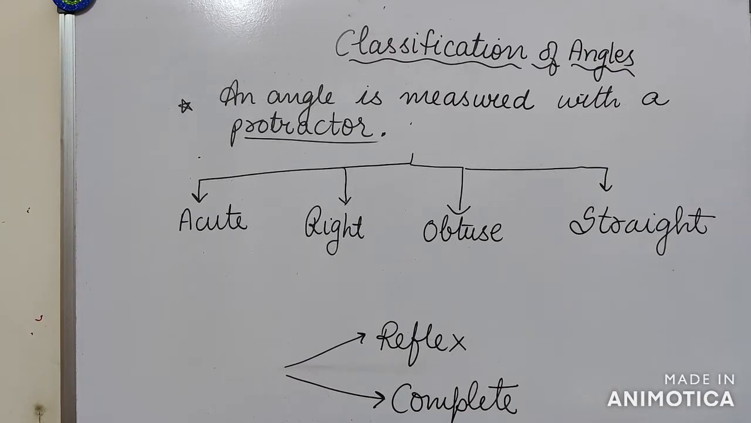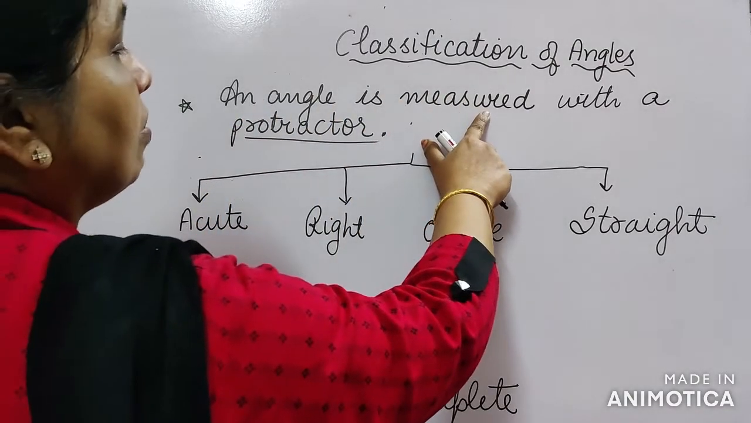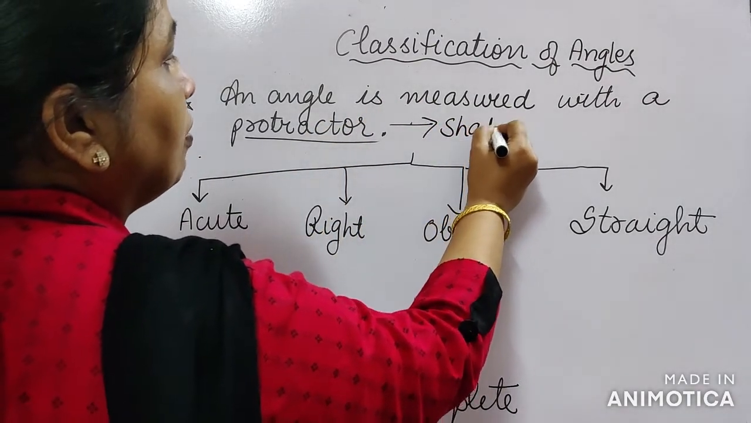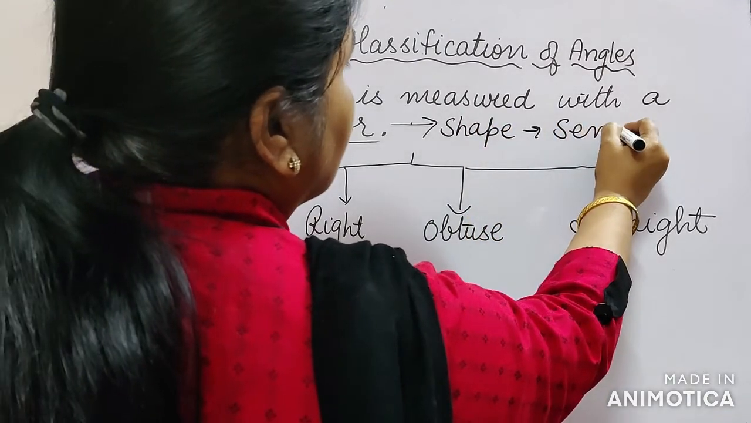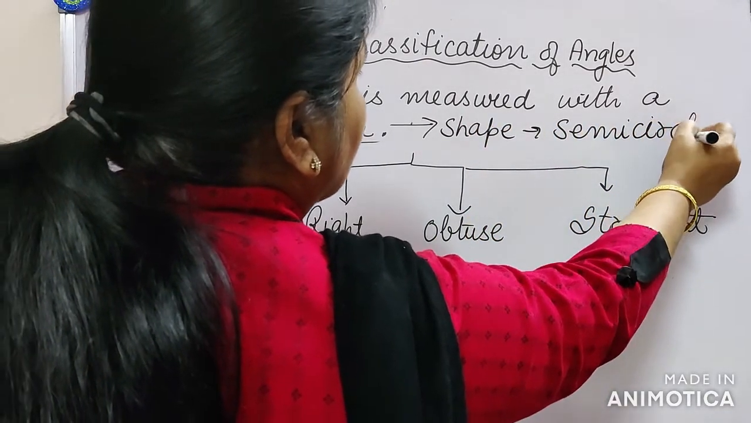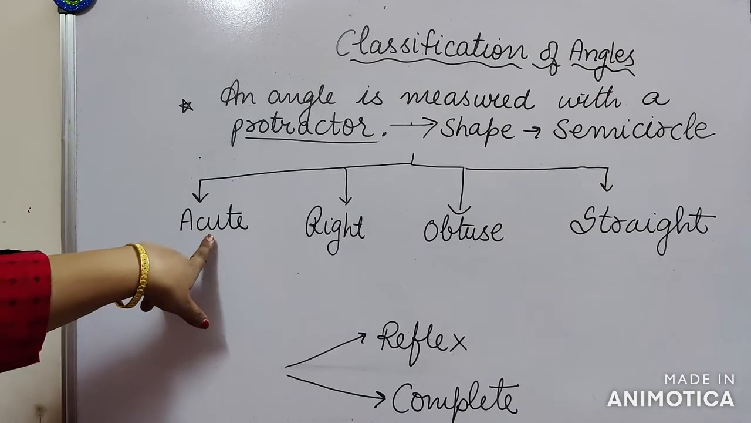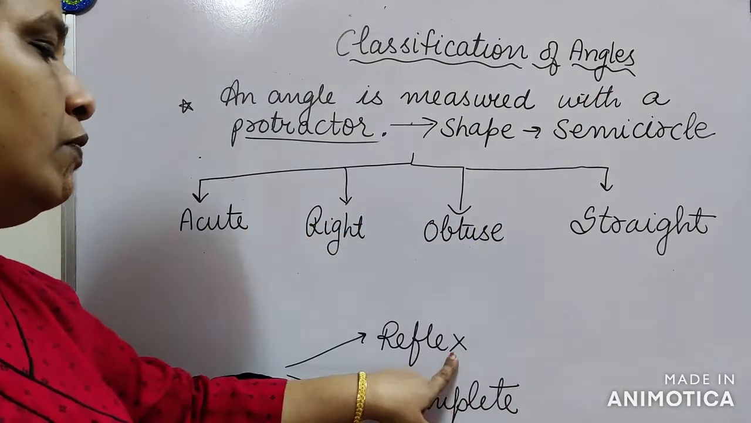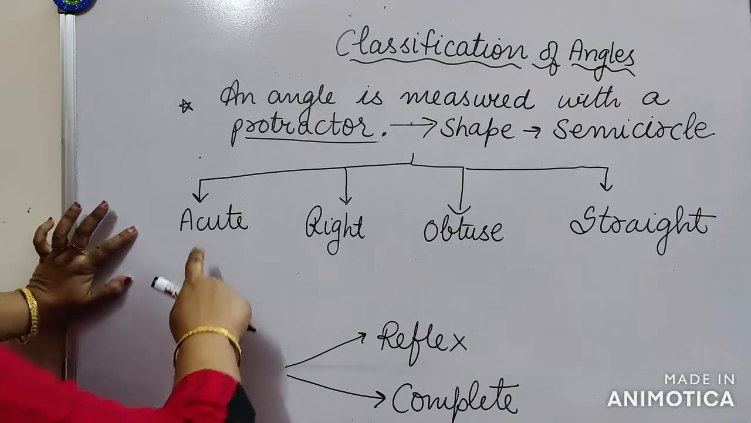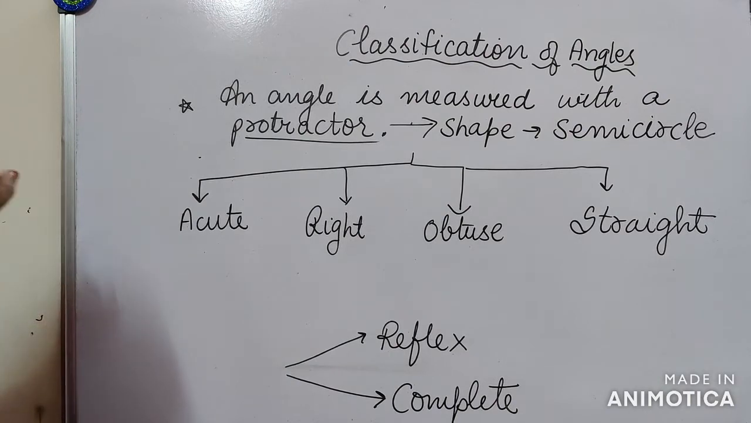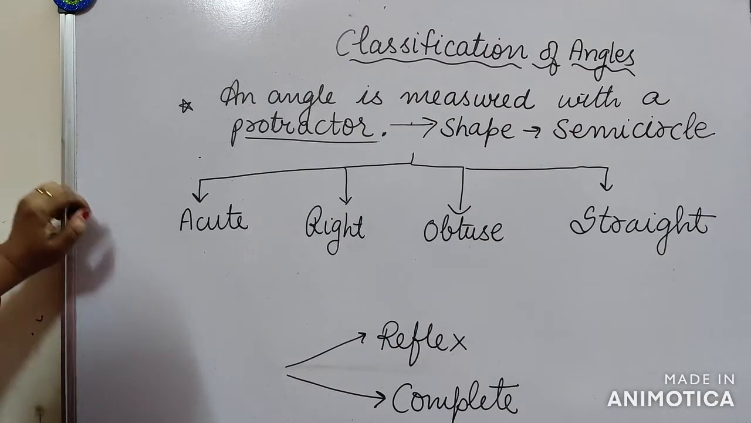Now children, we will learn the classification of angles, meaning how many types of angles there are. Do you know the instrument you use to measure or construct an angle? It is called a protractor. And what is the shape of the protractor? The shape of the protractor is a semicircle. Now you see the angles are of different types: acute, right, obtuse, straight, reflex and complete. These four types of angles, acute, right, obtuse and straight, you will have to learn to measure and also how to construct, right?